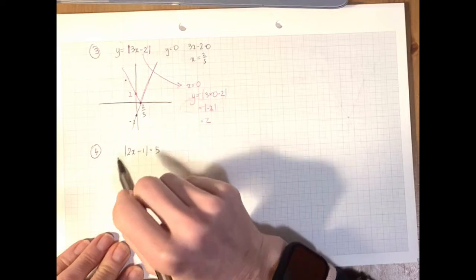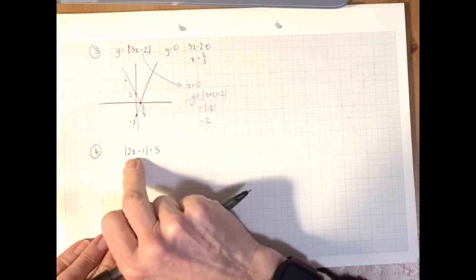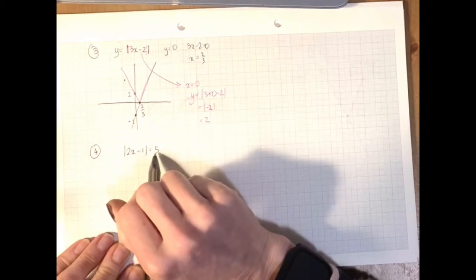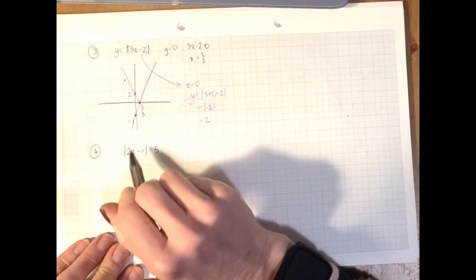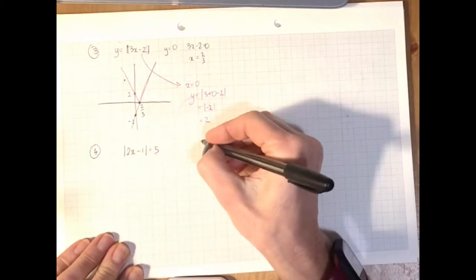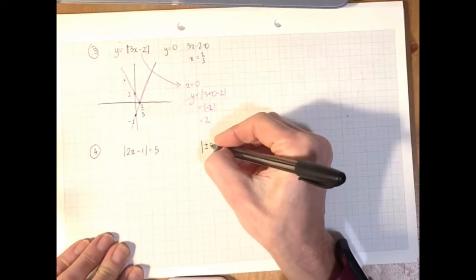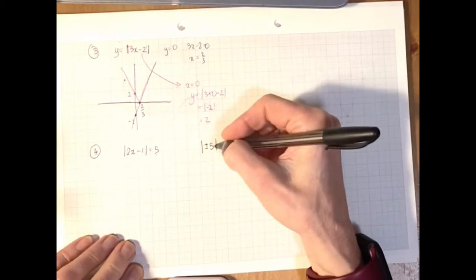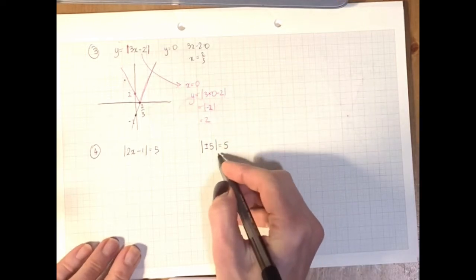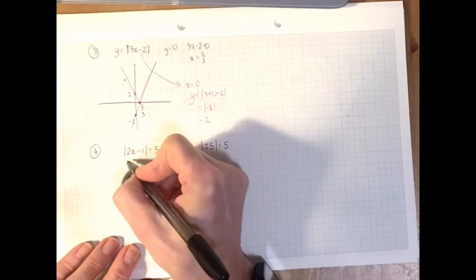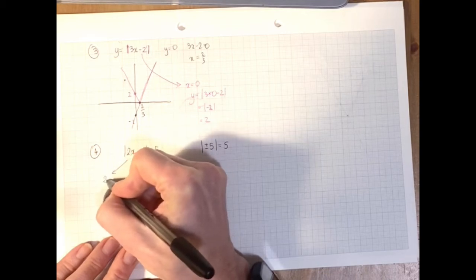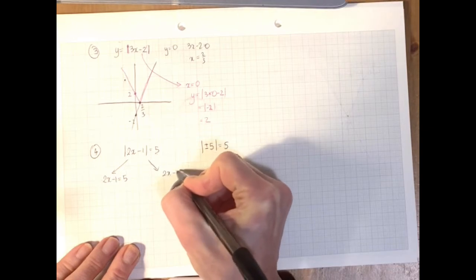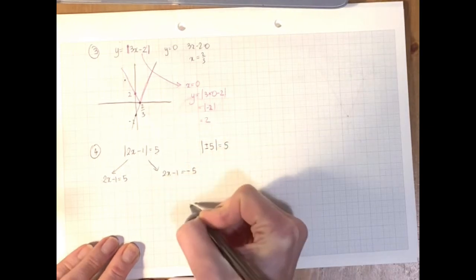What does it mean? It means that anything in there, that 2x minus 1, must be equal to 5 or minus 5, because then when you've taken the modulus of that, that turns into 5. The modulus of plus or minus 5 is the only way of obtaining 5. So we can solve two equations. 2x minus 1 is equal to 5. 2x minus 1 is equal to minus 5.